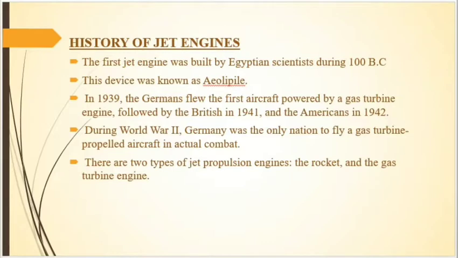Next comes the history of jet engine. The first jet engine was built by Egyptian scientists during 100 BC. During World War II, Germany was the only nation to fly a gas turbine propelled aircraft in actual combat. There are two types of jet propulsion engines, the rocket and the gas turbine engine.